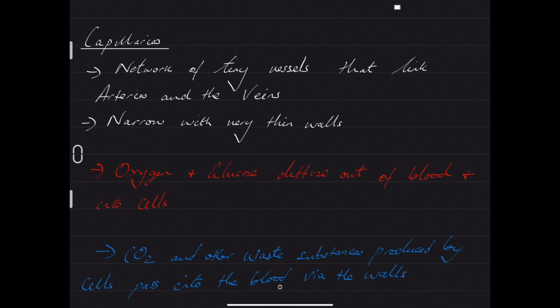They're efficient because the walls of the capillaries are very thin. They're one cell thick, and they also have a very narrow lumen. So this again allows for efficient diffusion of substances in and out.